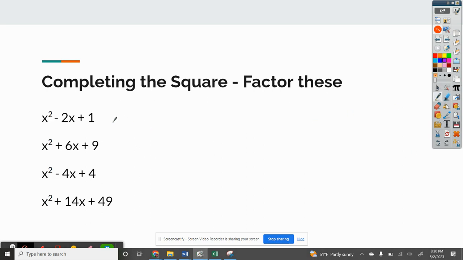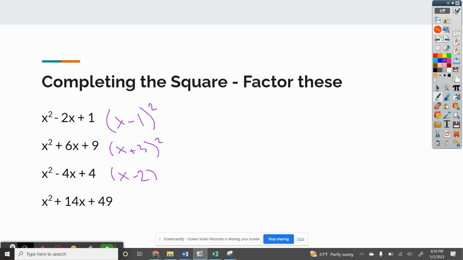Let's go through a couple of factoring examples. Factor these. These are all what we call perfect square trinomials. It means that they are the same factor twice. All right, so when we use completing the square, you're going to want to write these with the power of 2 on the outside instead of writing out both the factors.